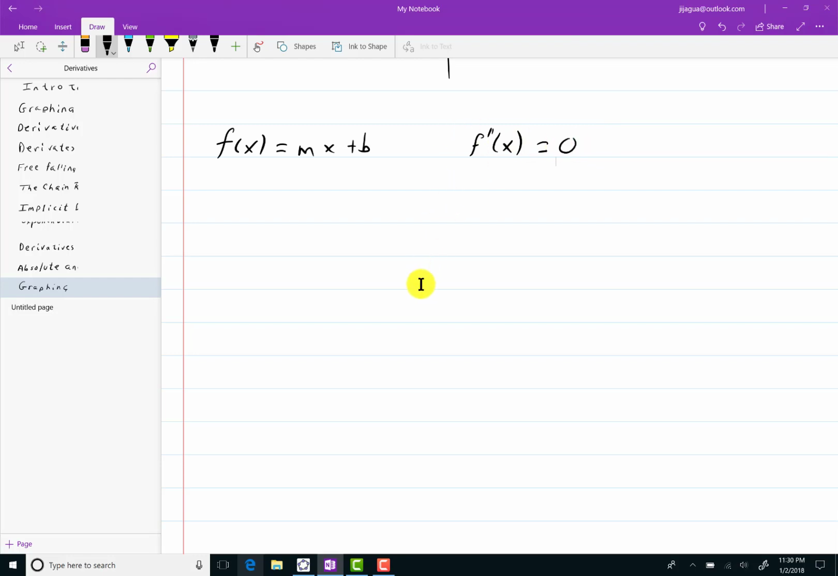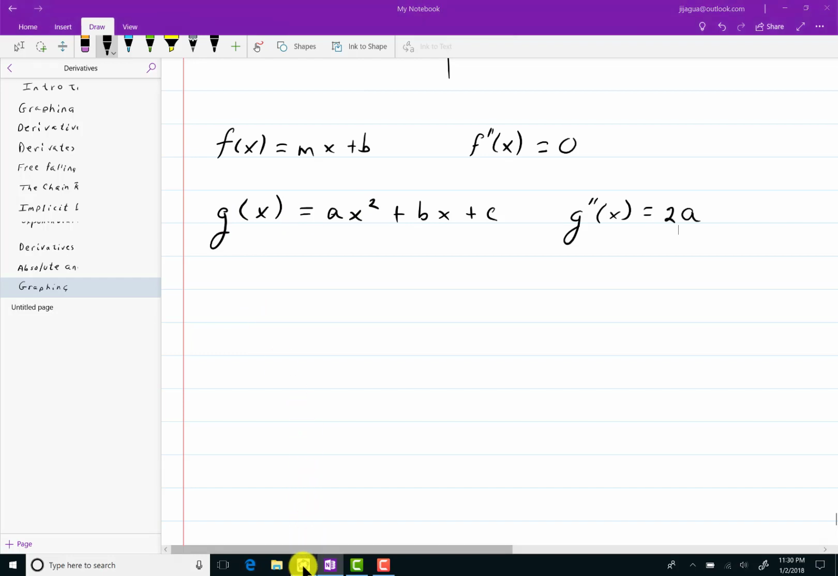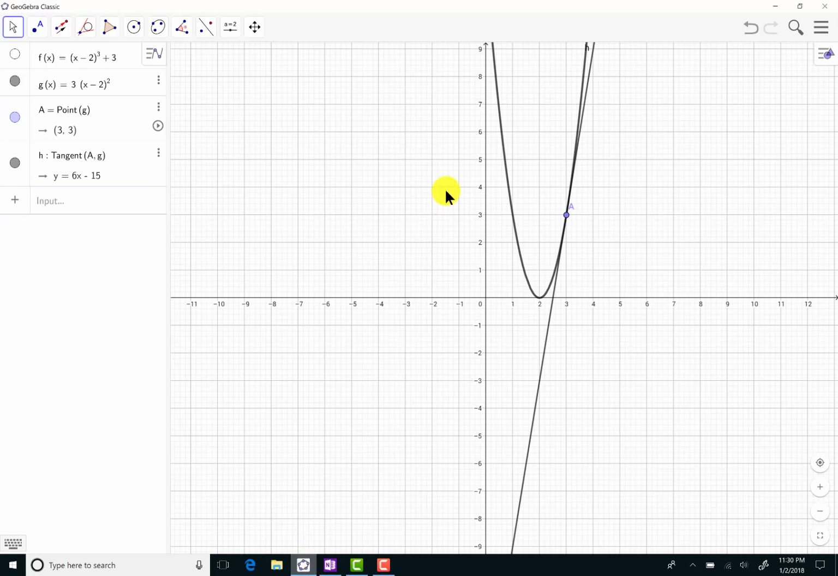However, if we move up a degree and go to a second degree polynomial, anything like this, ax squared plus bx plus c, the second derivative is going to equal 2a. Now that's a constant, that's true, but it does tell us that it has some curviness to it. And everybody knows it has some curviness because it's a quadratic. Let me show you. I have, in my GeoGebra program, I have graphed a curve here. It looks like y equals 3 times (x minus 2) squared.